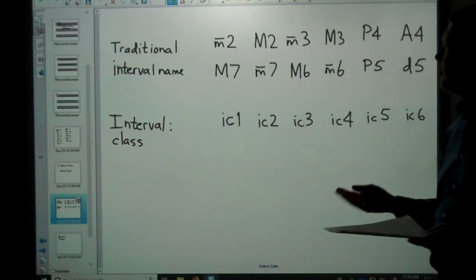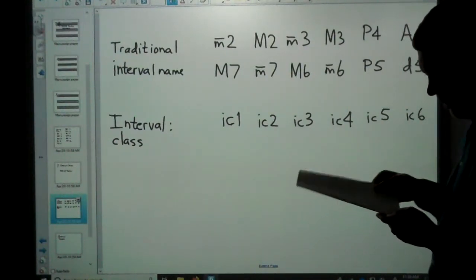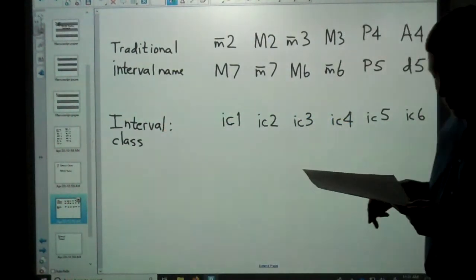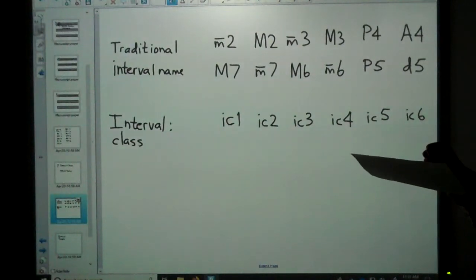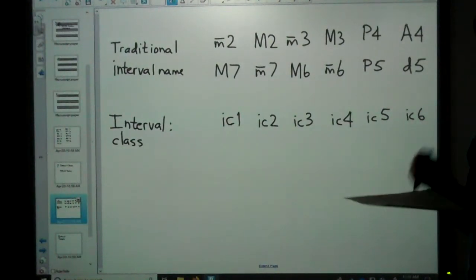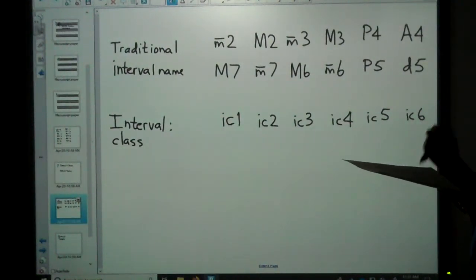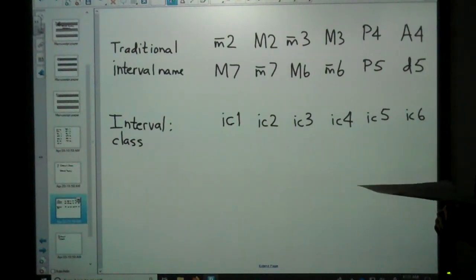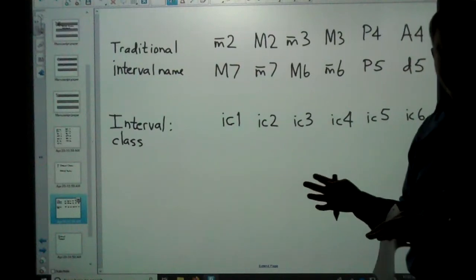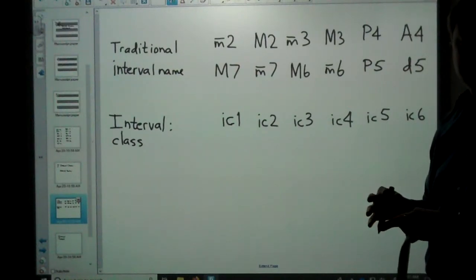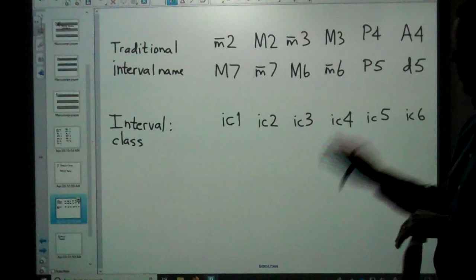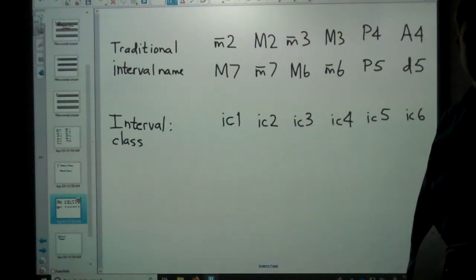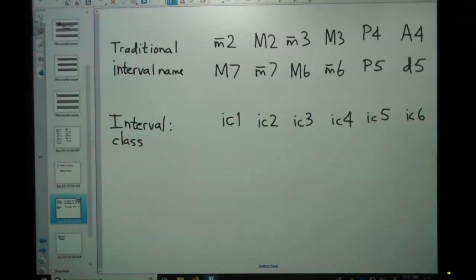Again, one other way to think about what an interval class is: an interval class is the measurement of the distance between two pitch classes following the shortest possible path. Inversions, octaves, direction, and order, all that does not matter. Just take any two pitches and find the shortest possible distance between them, and the number of semitones between those two notes will be your interval class.